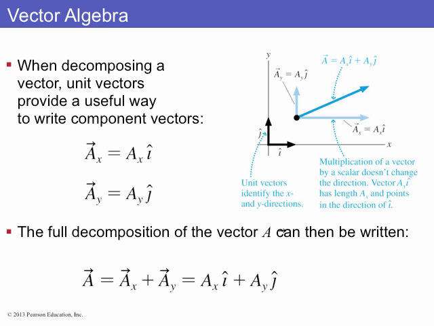So a vector can be decomposed into its amount Ax and Ay. Ax points in the i hat direction, Ay points in the j hat direction. i hat and j hat can be at various angles, as we saw with inclines and slopes.